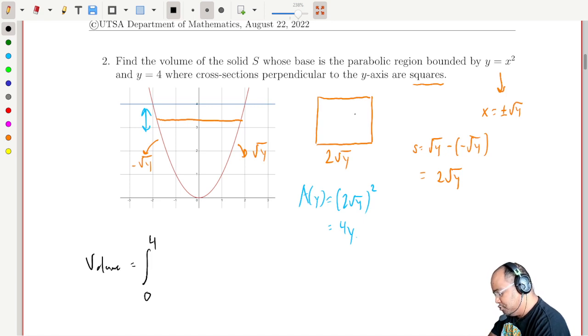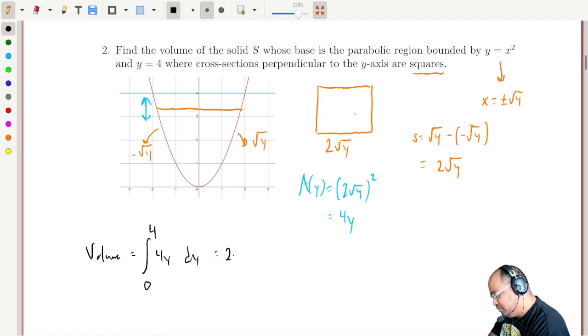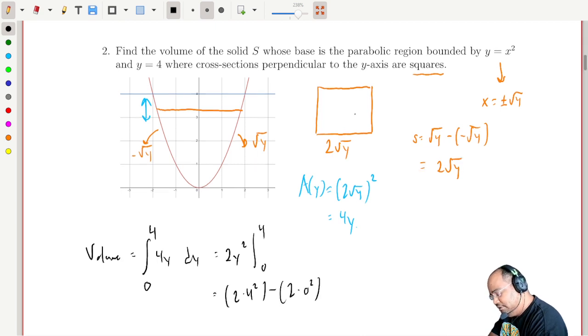And what's our area function? 4y. And this is just another power rule exercise, right? Add 1 to the exponents, we get 4y squared, and divide by the new exponent, 2. 4 divided by 2 is 2, so the antiderivative is 2y squared. Evaluate on the boundary. We punch in 4 squared times 2 minus 2 times 0 squared. Well, 4 squared is 16, times 2 is 32. Of course, when we evaluate at 0, we get 0. Volume is 32.